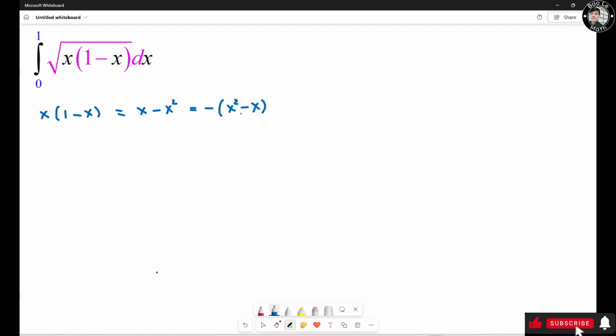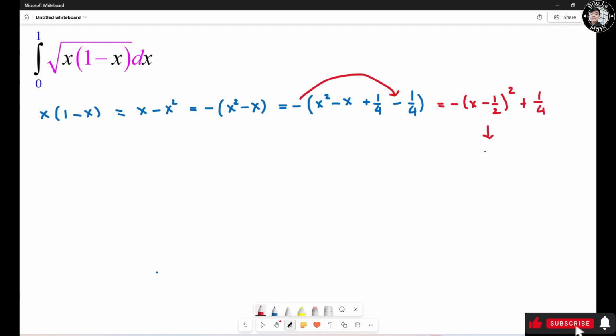Now I'm going to make this one a complete square by adding and subtracting 1/4, right? So it turns out to be negative of s squared minus s plus 1 over 4 minus 1 over 4, right? Now the first 3 terms right here become a complete square, so it turns out to be negative of s minus 1/2 all together square. Now I'm going to distribute negative 1 over here. So it turns out to be plus 1 over 4. This guy is the same thing as 1 over 4 minus s minus 1/2 all together square, right?